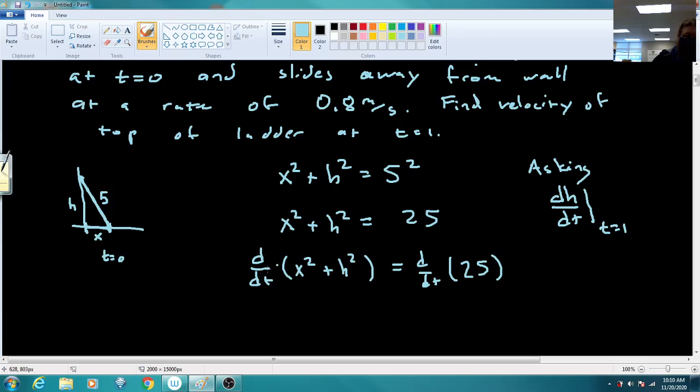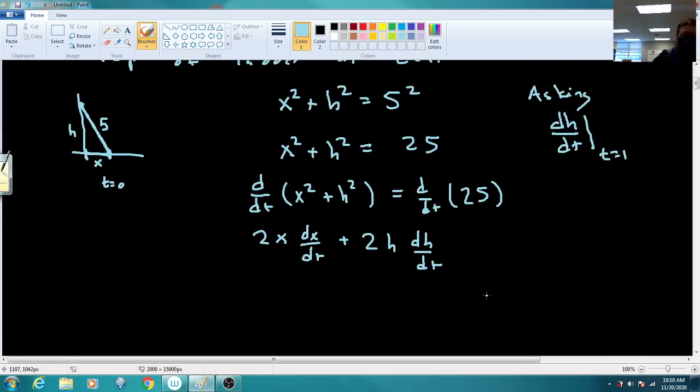So when I do d/dt of x squared, I get 2x times dx/dt. So the chain rule applies. I get 2 out front, I get x itself, and then the derivative of x with respect to time, because x is a function of time. As time goes on, x increases. And then we're going to add to that 2h dh/dt, because h is also a function of time. As time goes on, the ladder slides down the wall. And that equals d/dt of 25, which is 0, because the derivative of a constant is 0.